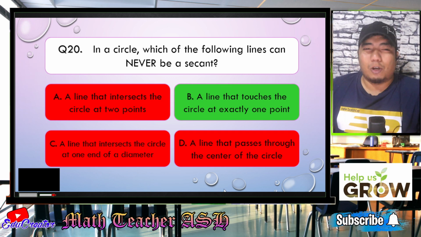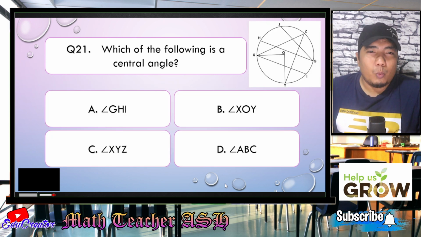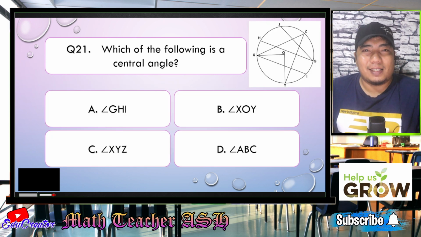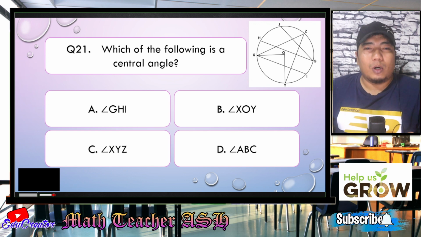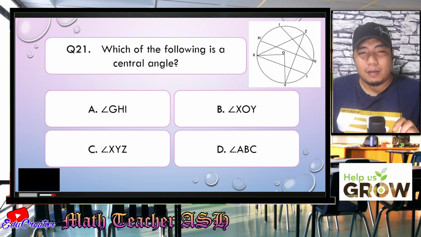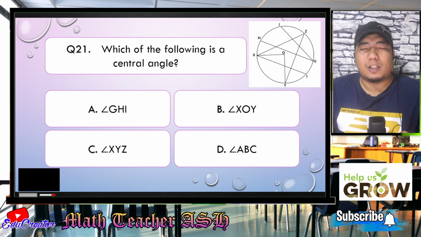Okay, now let us go to question number 21. Which of the following is a central angle? Is it A, angle GHI, B, angle XOY, C, angle XYZ, or D, angle ABC? I'll give you 5 seconds to think about your answer.